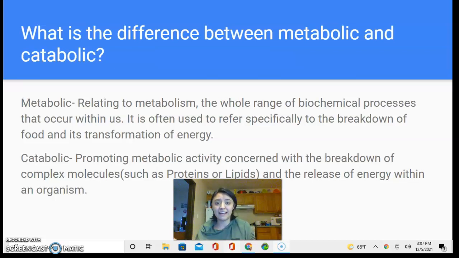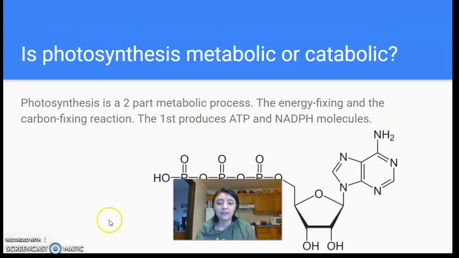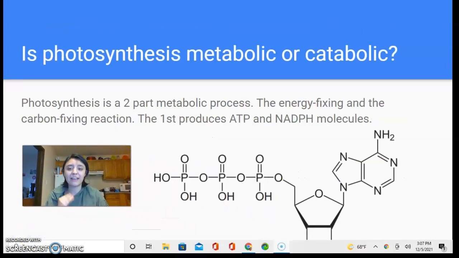And then catabolic actually promotes this metabolic activity. So that bean burrito that we ate, right? A catabolic process would be converting that food into energy and releasing that energy. So that's pretty cool. Is photosynthesis metabolic or catabolic?